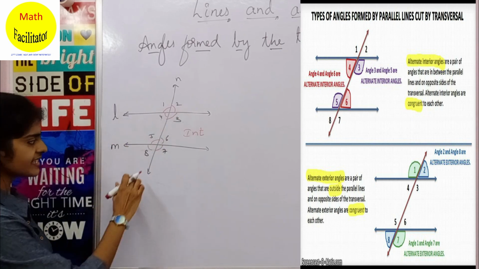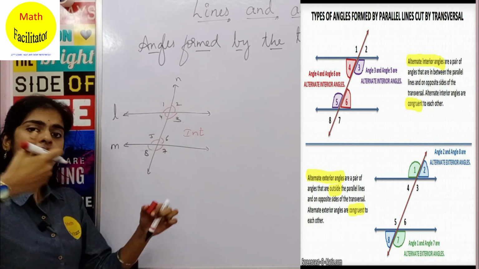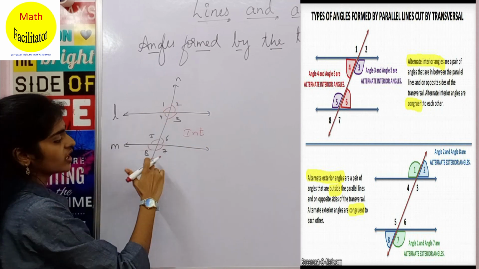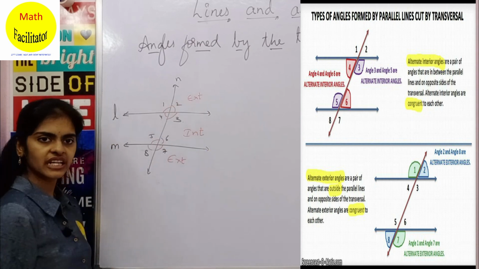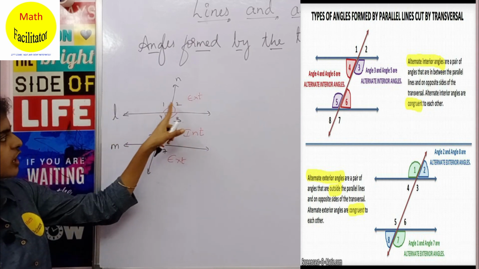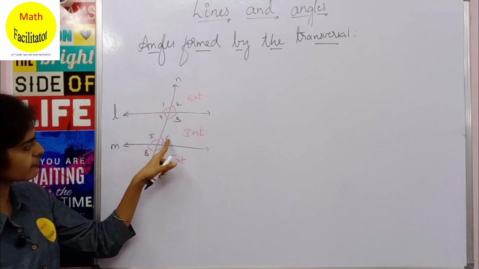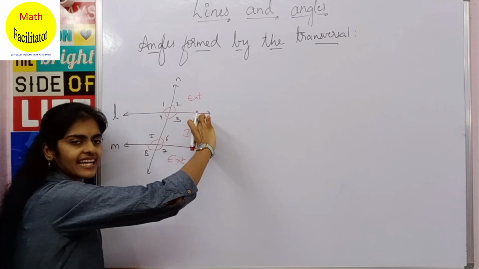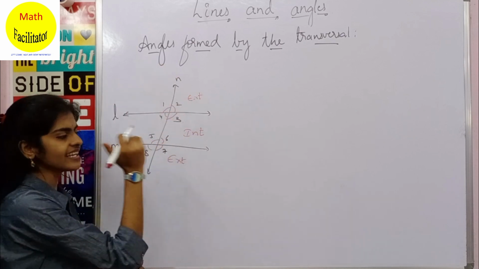Now these angles 8, 7, 1, 2, which are outside the parallel lines, outside the lines, are called exterior angles. Clear? So here you can see you have 4 exterior angles and 4 interior angles. The angles which are in between the lines are called interior and the angles which are outside the lines are called exterior.